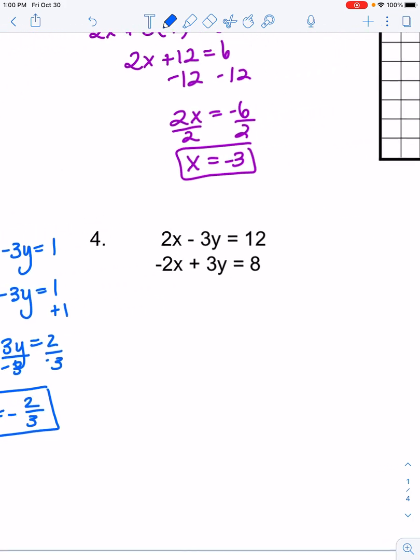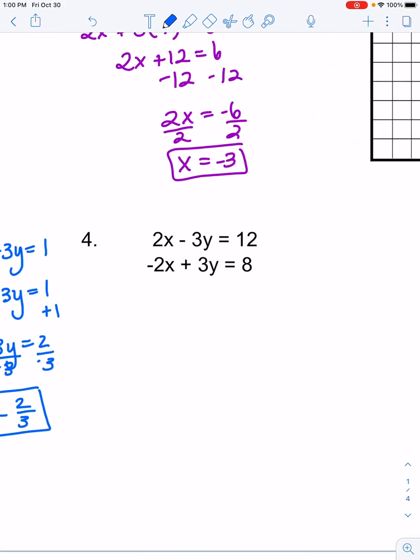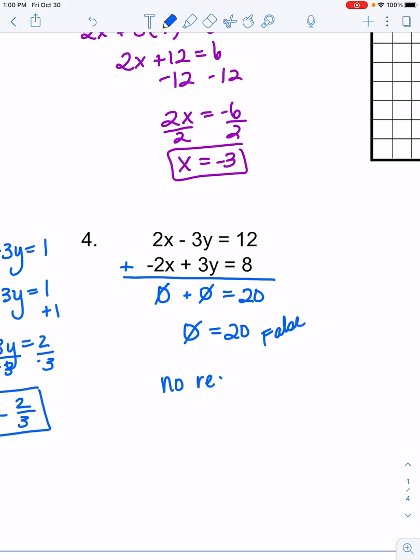Okay, number 4. This one's already set up for me. They're in standard form. I have same coefficients with opposite signs. I'm going to go ahead and get ready to add this. So 2x plus a negative 2x is 0. Negative 3y plus 3y is also 0. 12 plus 8 is 20. So really I have 0 equal to 20. Well, that is a false statement, so that means that my answer here is no real solutions.